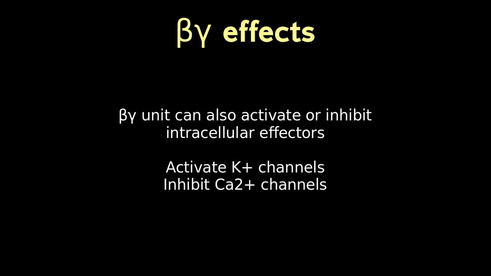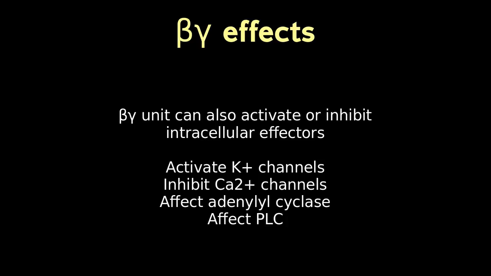Now these are common things. These are not the only things that they do. They can also have some effects on adenylyl cyclase as well. They can also have some effects on phospholipase C. So the beta gamma subunits are not just sitting there wishing that they got involved more. They do things.